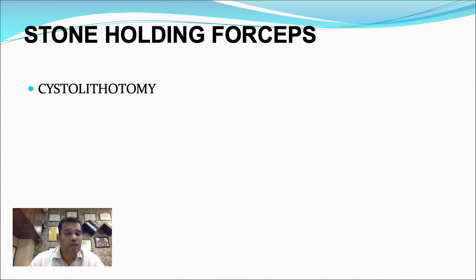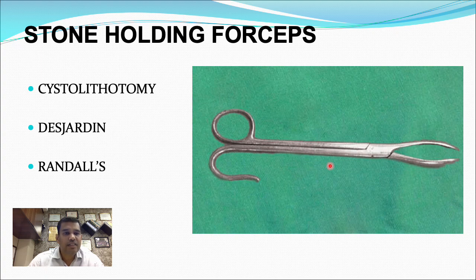Next is stone holding forceps. There are various stone holding forceps. One is cystolithotomy forceps, one is Desjardins, and one is Randall's type of stone holding forceps. This is cystolithotomy forceps. I already told you there is no lock in two instruments: one is the scissors, another one is the stone holding forceps.